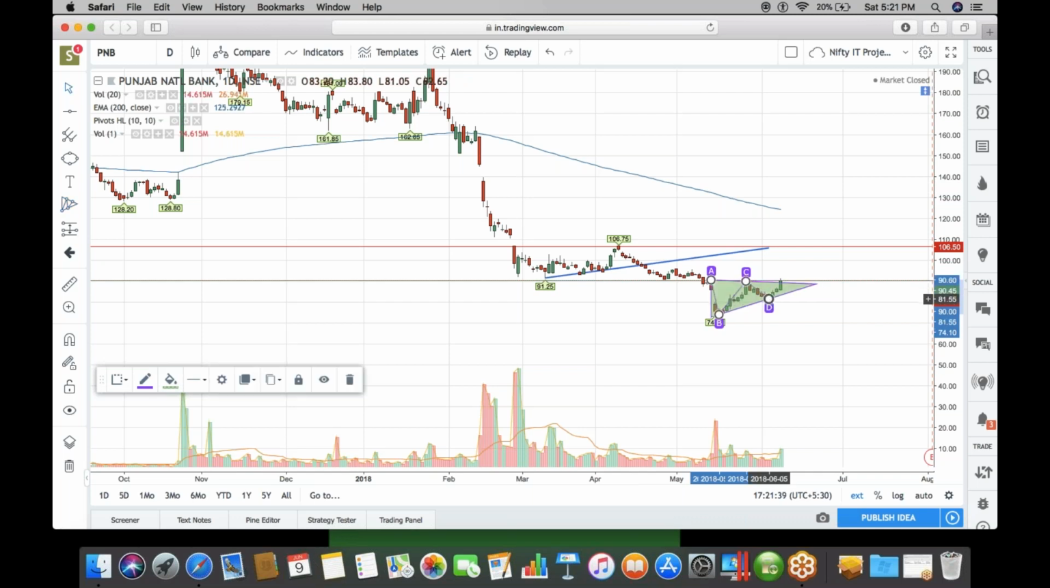Okay, and if I draw this from here, I can do this. So this is again kind of an ascending triangle forming. Congratulations, Amar, you have identified it correctly. There might be an upside breakout. Now, just hold your horses. There are a few more things to understand about breakouts in an ascending triangle.